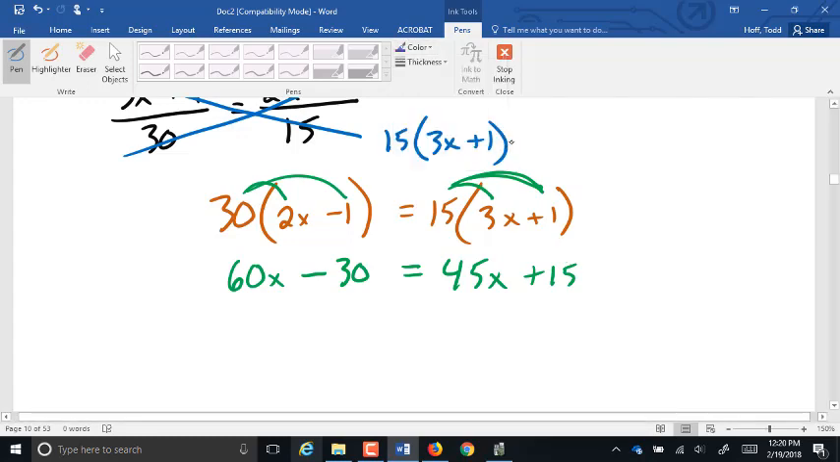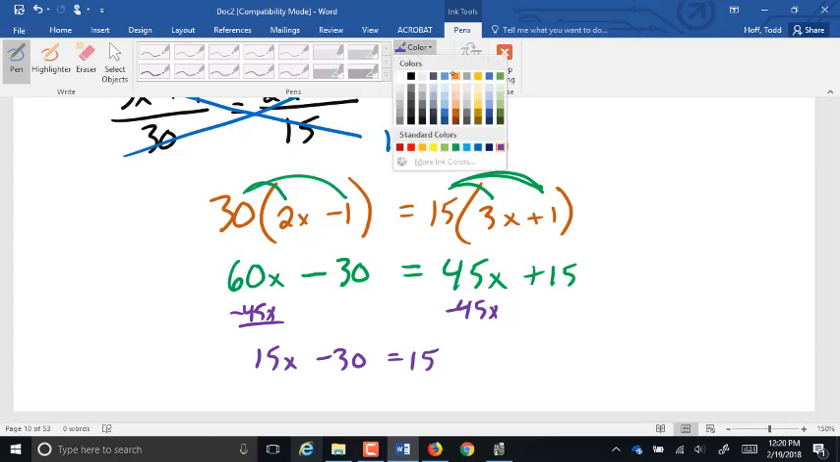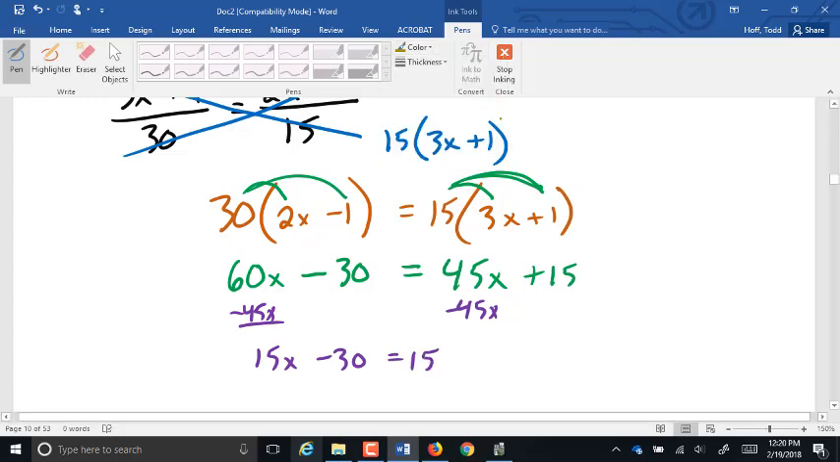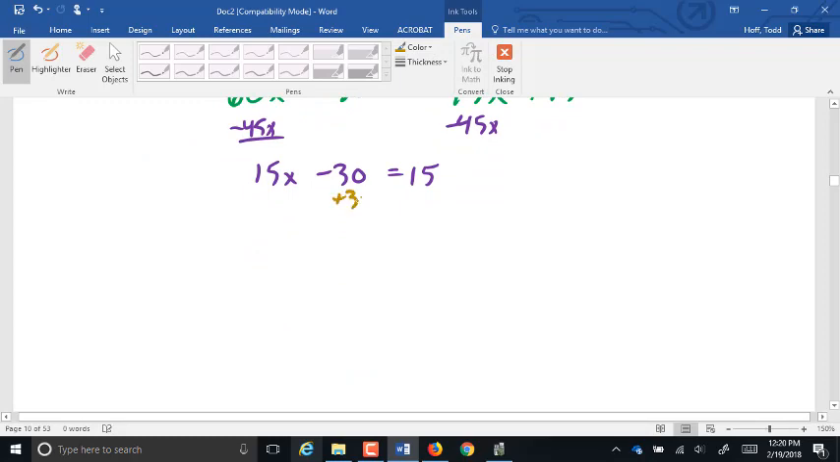Now we have an x on both sides. We get rid of one. We subtract the smaller one, the 45x. So 15x minus 30 equals 15. And from here, I know you guys can solve it, so I'll kind of cruise through it. You add 30. 15x equals 45, and divide by 15. Get x equals 3.